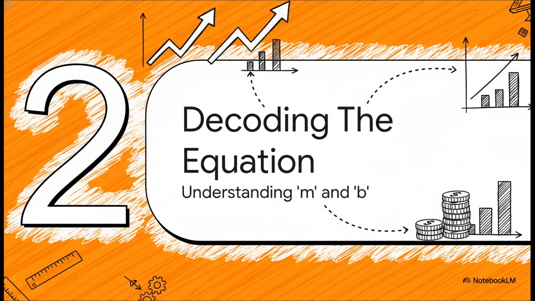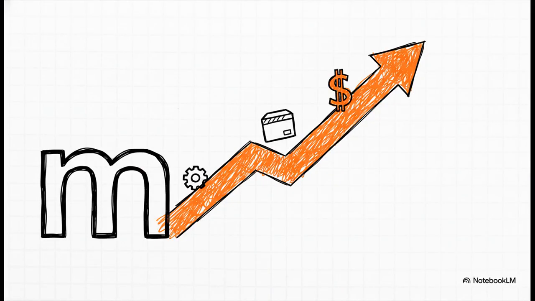All right, so let's decode this equation's DNA. To truly master this formula, you have to understand what M and B actually represent in the real world. I need you to see these not as just letters in a math problem. They are concrete, tangible business concepts that every single manager has to understand to know the financial health of their operation. Okay, let's start with M, the slope.